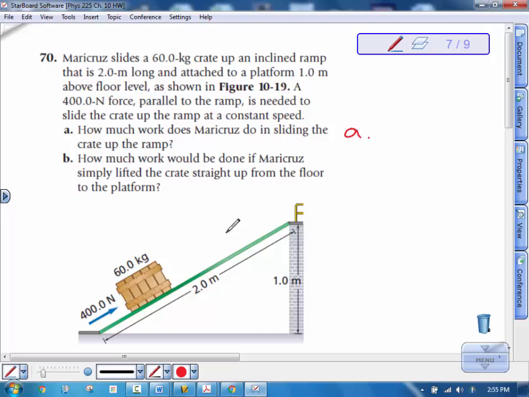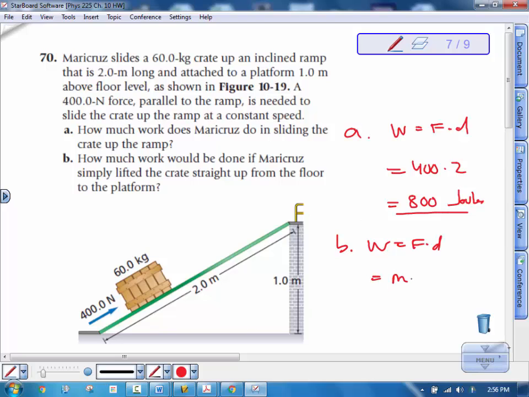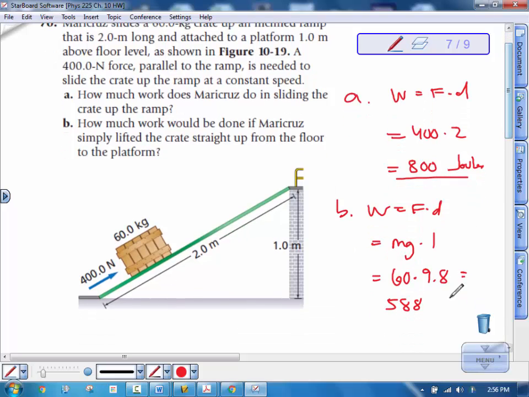All right, the next problem says we're going to push this crate up a ramp. We're going to apply work equals force times distance. And once how much work is done, well, that's a force of 400 times the distance of 2, and that'd be 800 newtons. I'm sorry, joules. Now for part B, what if we lifted this crate straight up? Well, that would be mg times the distance of 1 meter. So the mass is 60 times 9.8, or 10, which gives us about 588 joules.